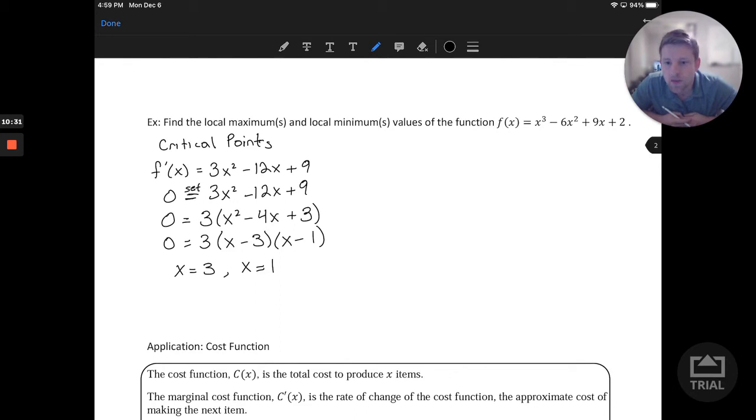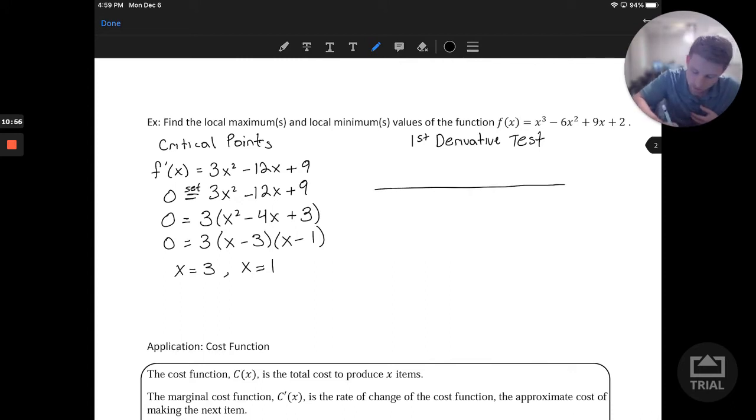Okay, so now that we have our critical points, these are our possible maximum and minimum values. We can now consider the first derivative test. So I'm going to do that on the side here. Here's the first derivative test. To start the first derivative test, I'm going to pull this out as a number line. And I'm going to place my two critical points on the number line. So I have x equals 1, and x equals 3.